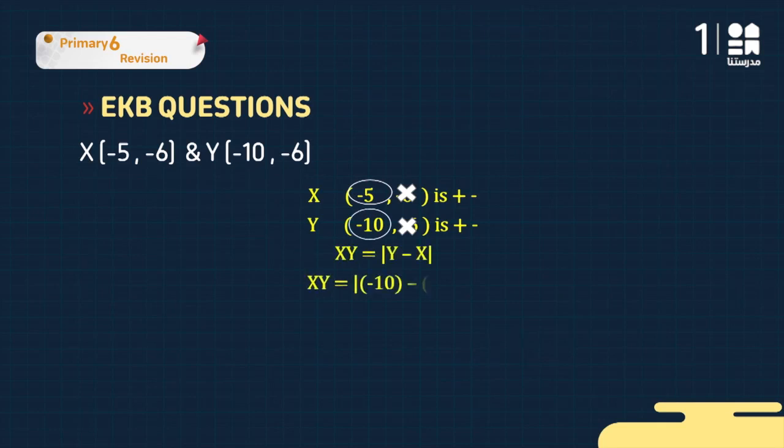So I will take negative 10 minus negative 5, absolute. Negative 10 minus negative 5: the negative changes to a positive, so absolute negative 10 plus 5. Of course it gave me negative 5, so the answer will be absolute negative 5, which gives me 5. Let's see the next one.